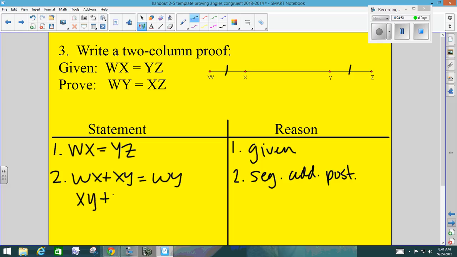xy plus yz equals xz. Same reason? Yeah, so you can put it in the same step. Make sure the same number of steps correlates with the reasons. On some of those worksheets, I would get people with 5 steps, but then 6 reasons. Make sure you have the same number. For every step, there should be a reason, and vice versa. All right.